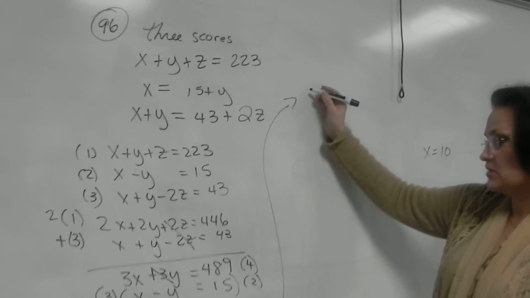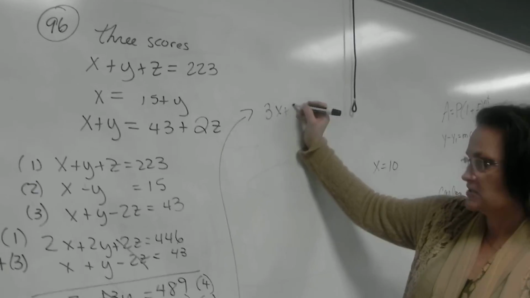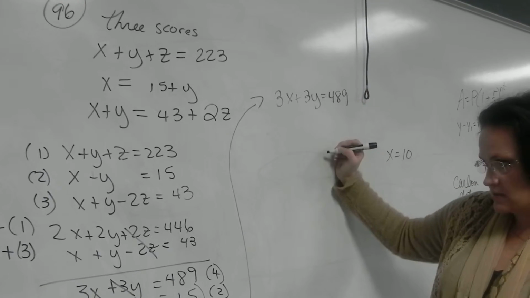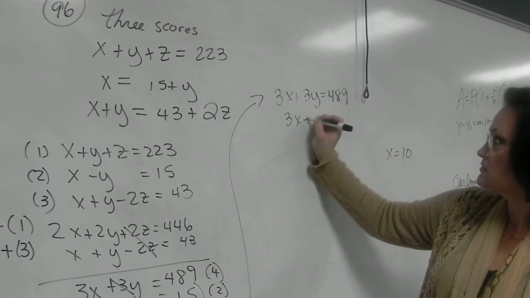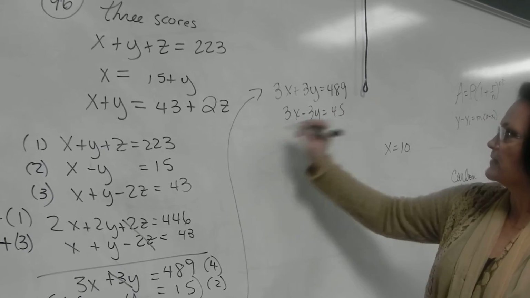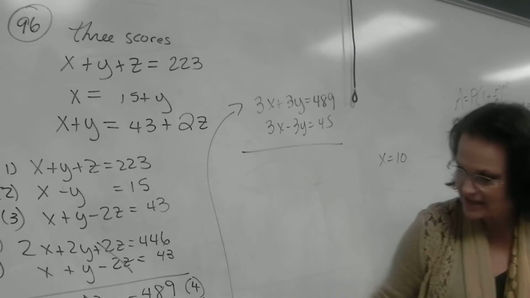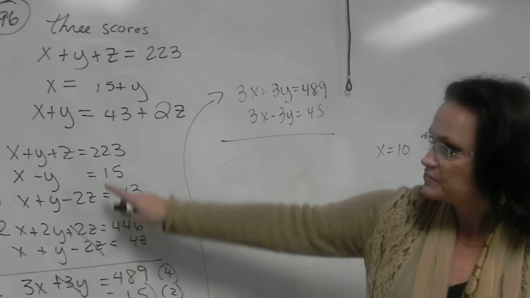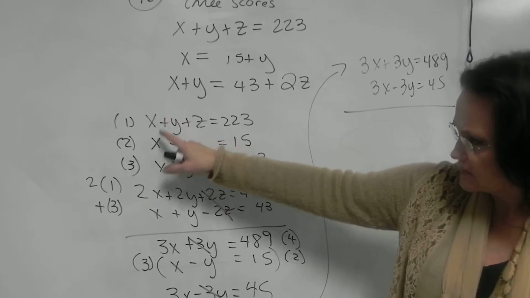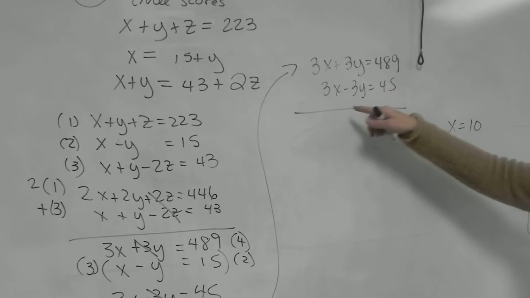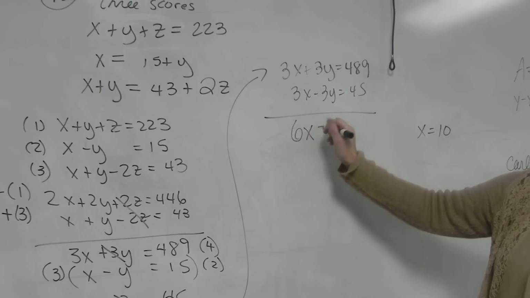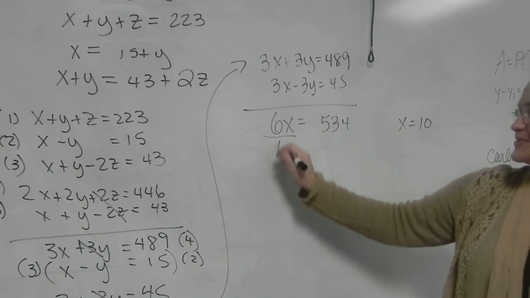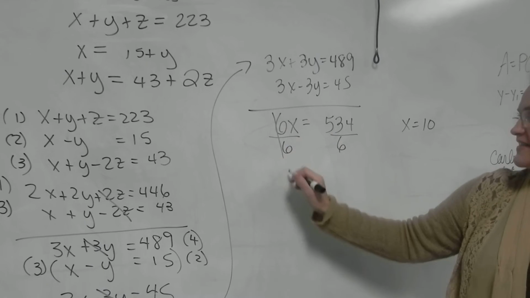So equation 3, we have 3x plus 3y equals 489. Okay, so here I am. I got that a little messy down there, so I rewrote it up here so we can see it. So equation 1, I've tripled it. And so now when I add it together, I should have 6x and 534 is what I'm getting. Let's see if that works out right.